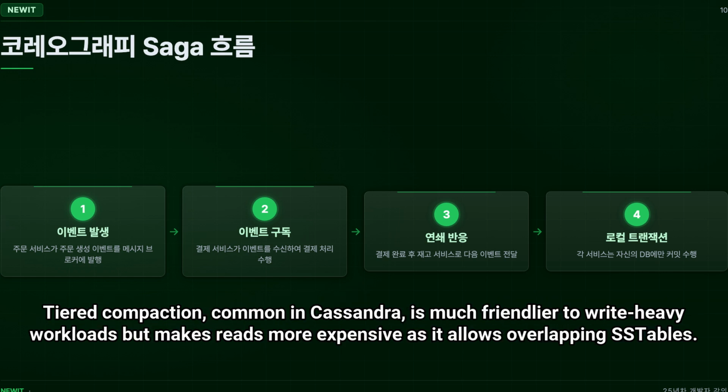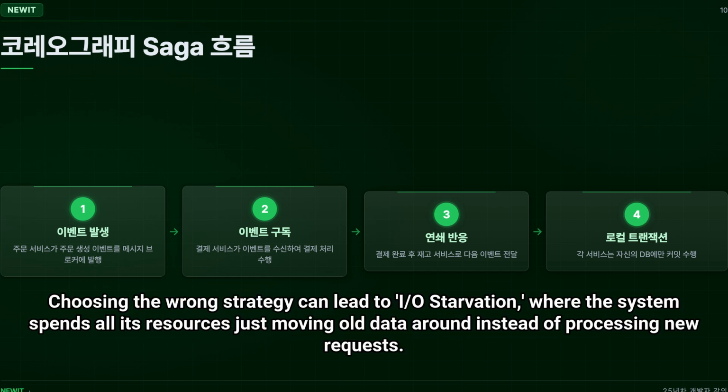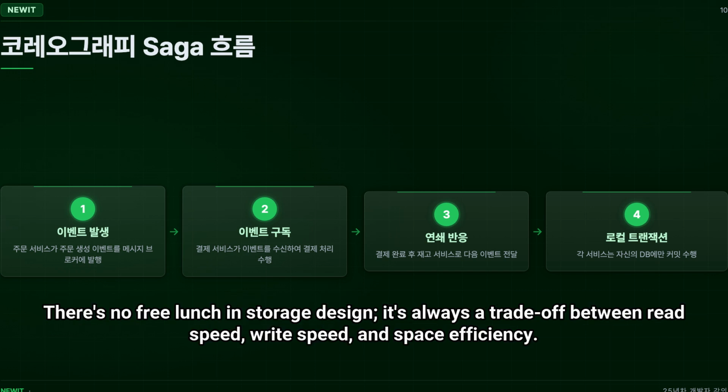Tiered compaction, common in Cassandra, is much friendlier to write-heavy workloads, but makes reads more expensive as it allows overlapping SSTables. Choosing the wrong strategy can lead to I/O starvation, where the system spends all its resources just moving old data around instead of processing new requests. There's no free lunch in storage design. It's always a trade-off between read speed, write speed, and space efficiency.